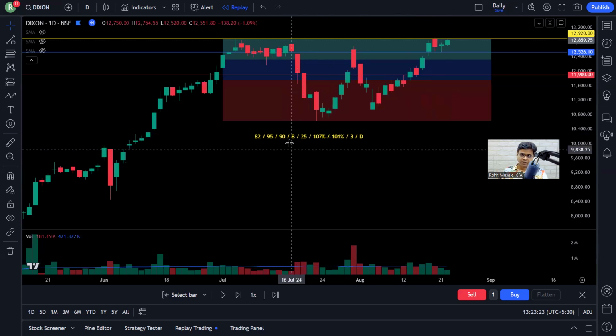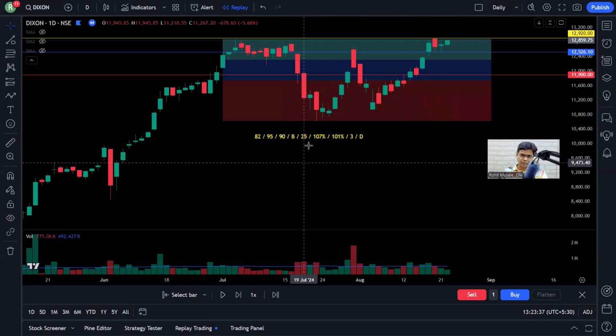B means this is the institutional demand. I want the institutional demand to be either A or B. There is A, B, C, D, E. I want it to be B or A. So this has very good institutional demand.